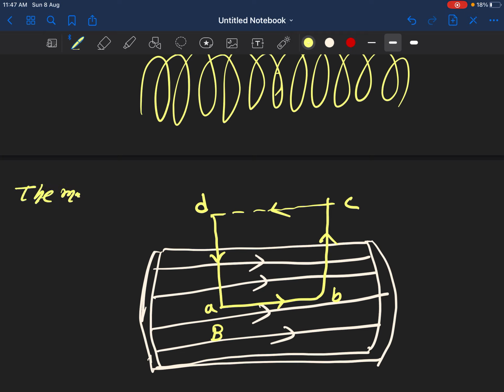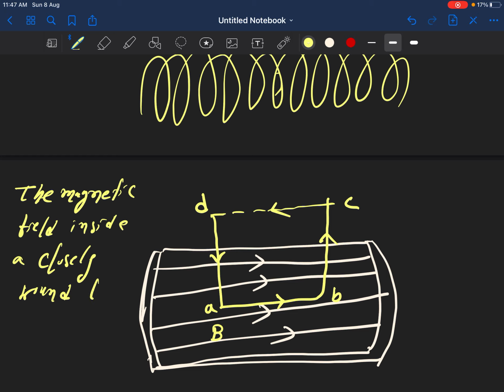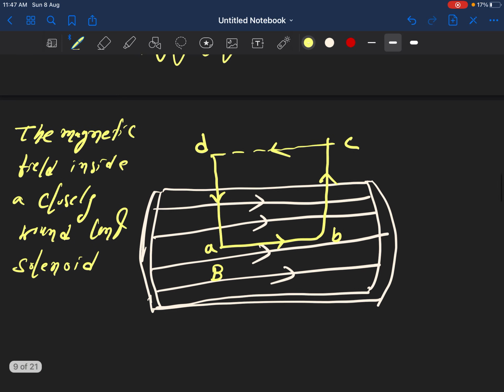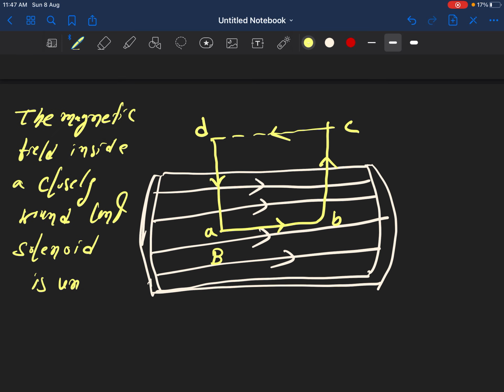The magnetic field inside a closely wound long solenoid is uniform. The magnetic field we have drawn is uniform everywhere, and zero outside it.